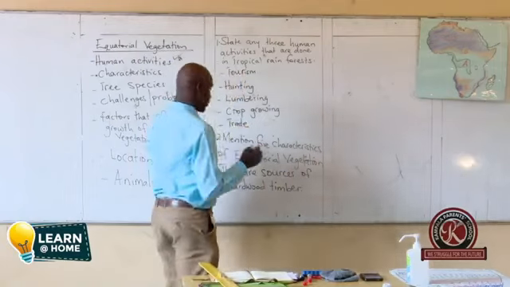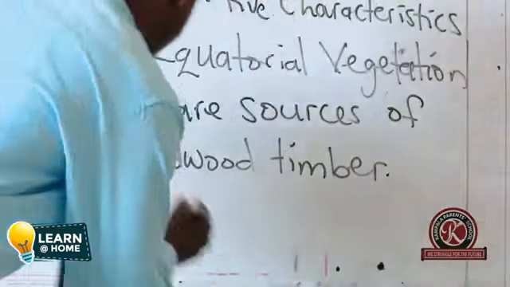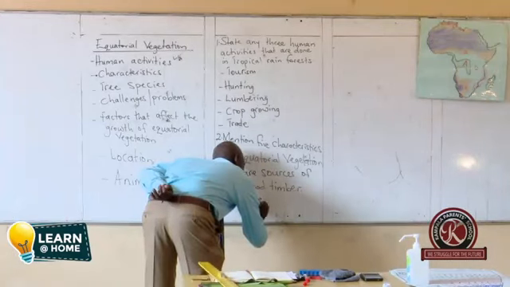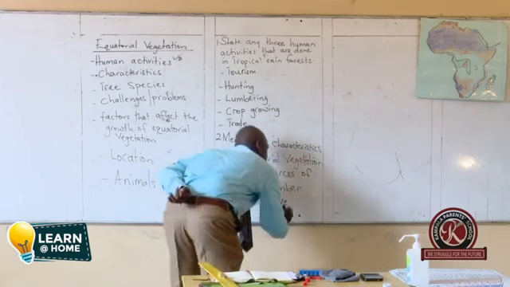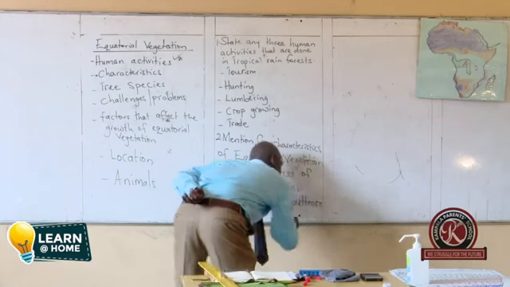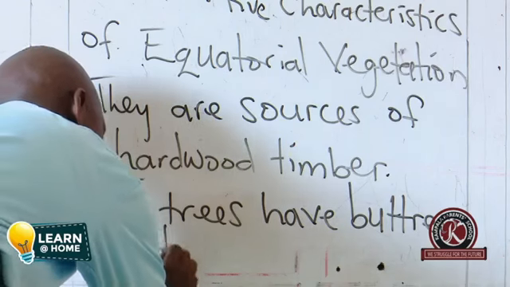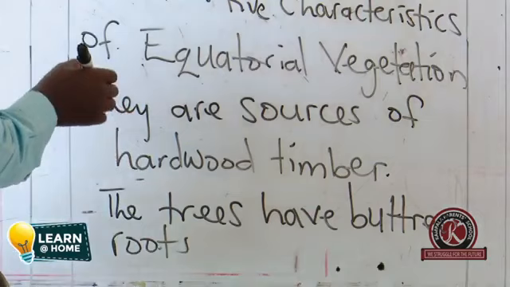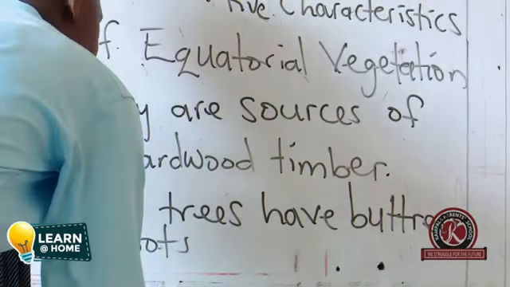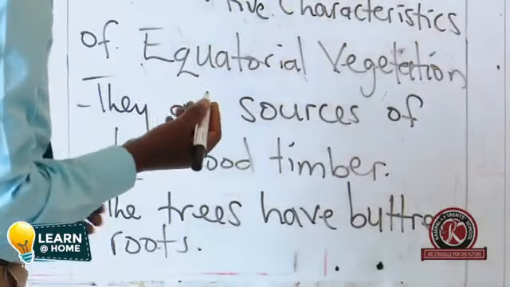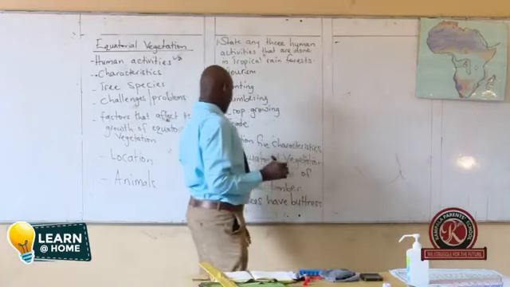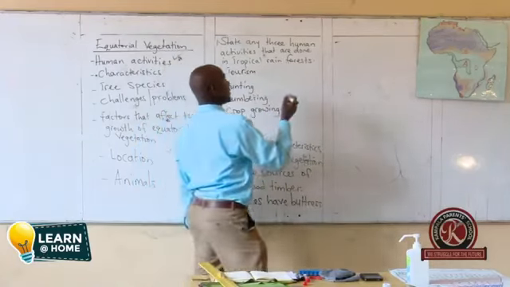So the second one we can talk about, yes, tell us another one. One is saying they have buttress roots. The trees have buttress roots, those roots that grow on the sides of the tree. So the trees have buttress roots. So we can go ahead and look at the third one. Equatorial vegetation is evergreen.